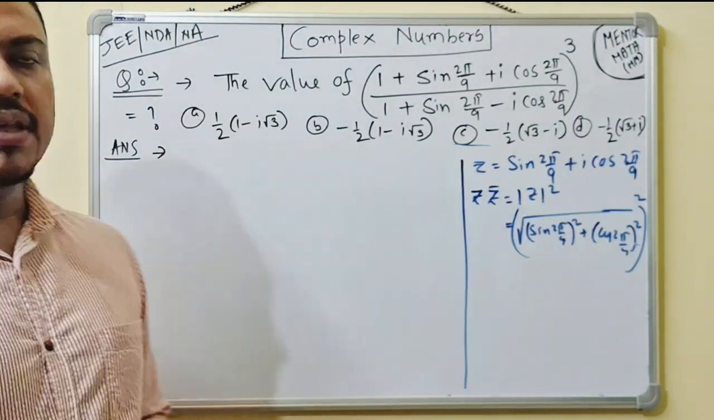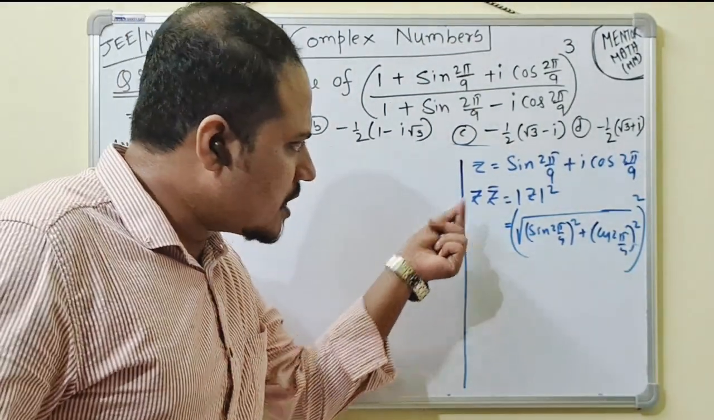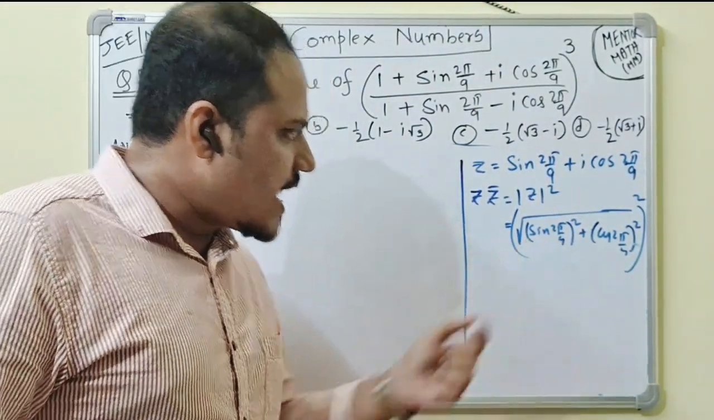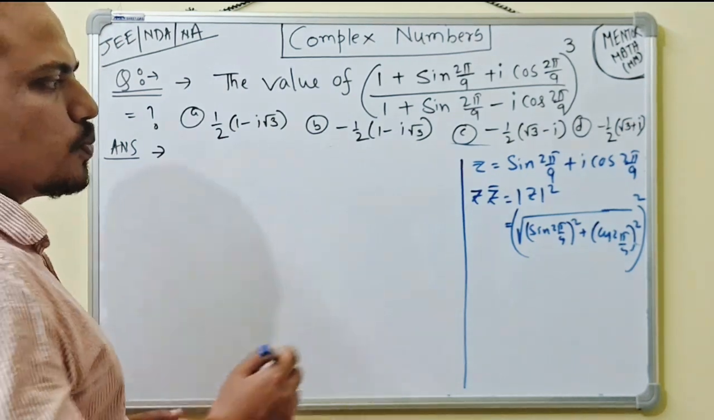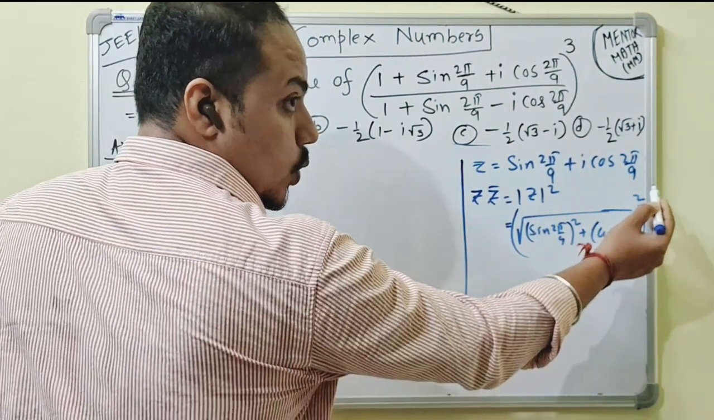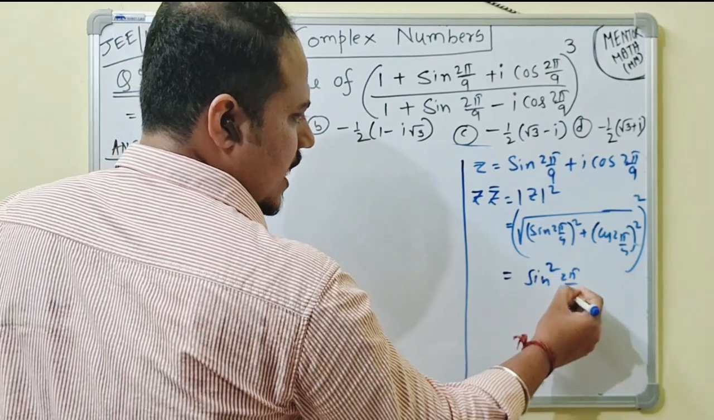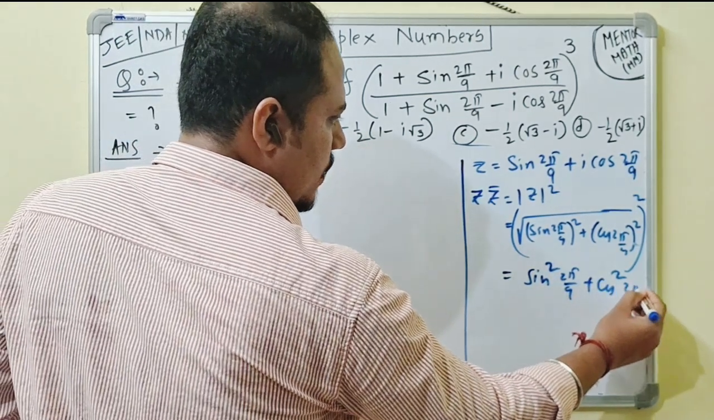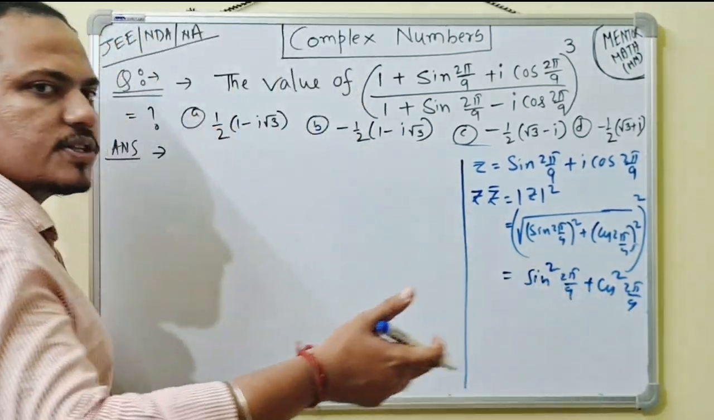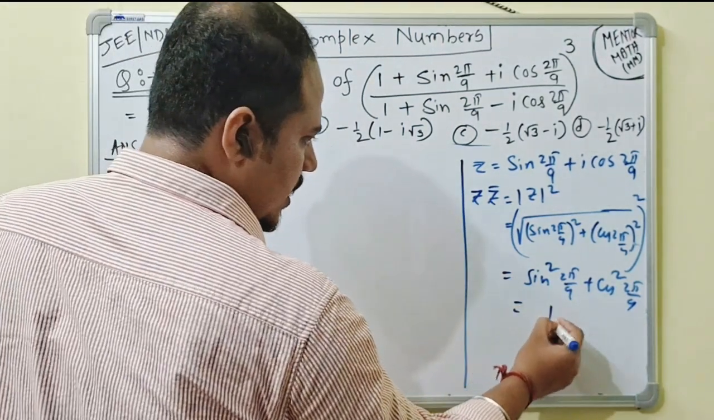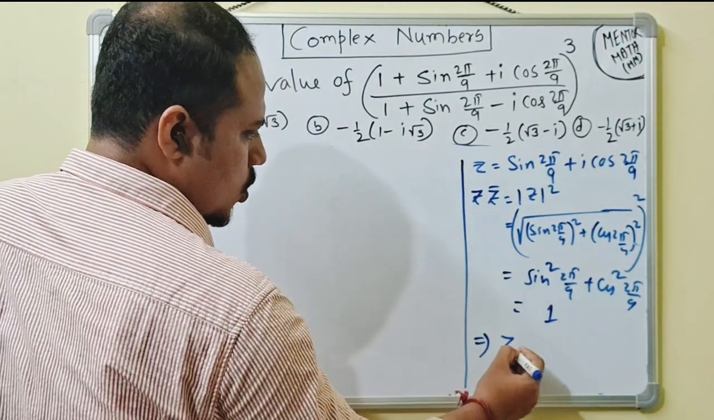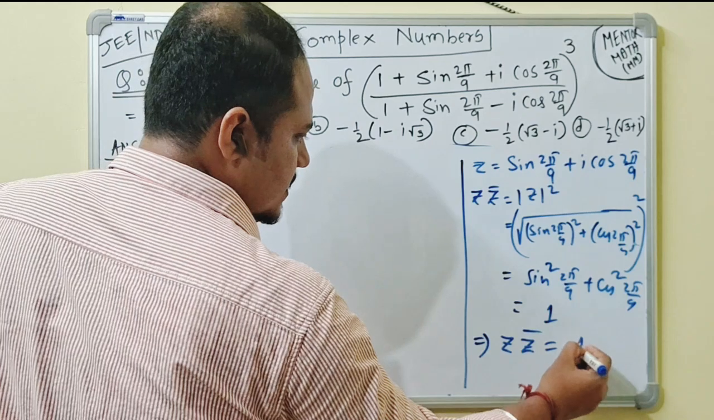So now you see that mod z is equal to root under sin 2π/9 whole square plus cos 2π/9 whole square, total whole square. So that means the root cancels. So you got sin square 2π/9 plus cos square 2π/9. And you know that sin square theta plus cos square theta is 1. So you can put 1 here also. So that means you got the value of mod z equal to 1.